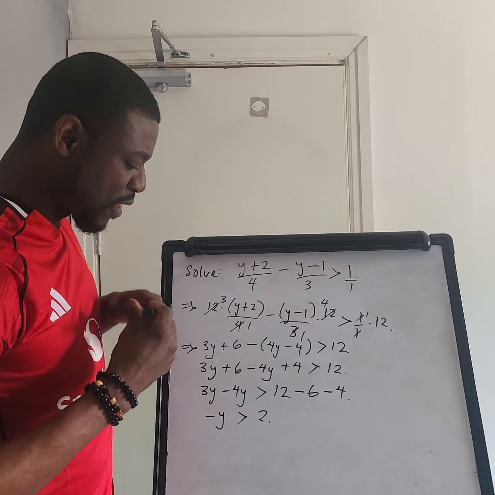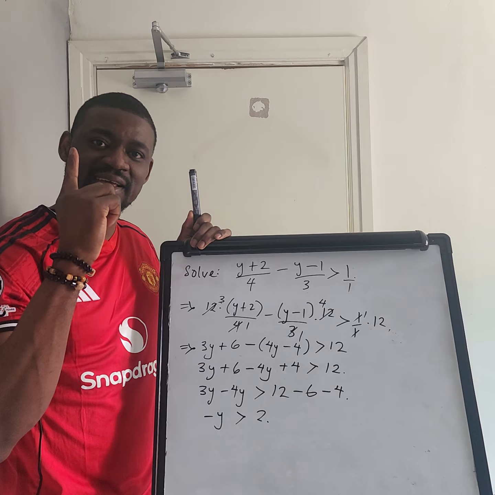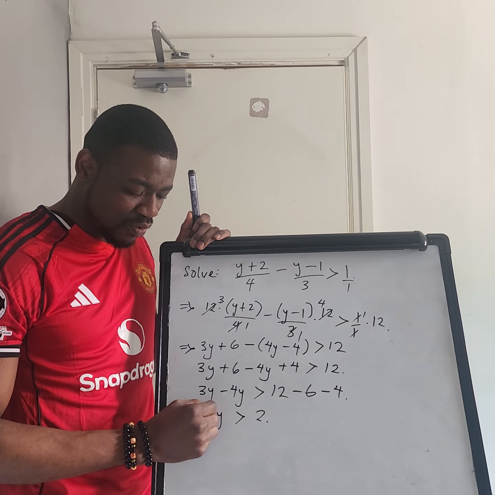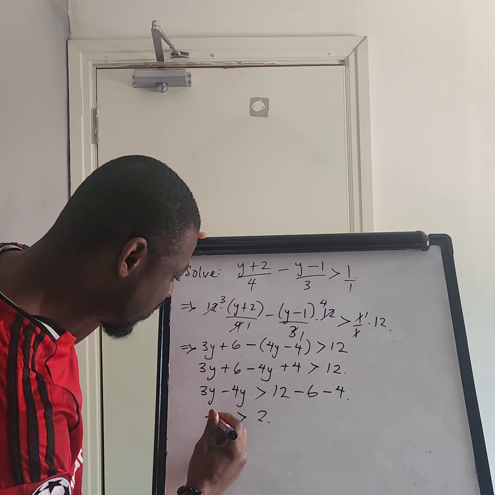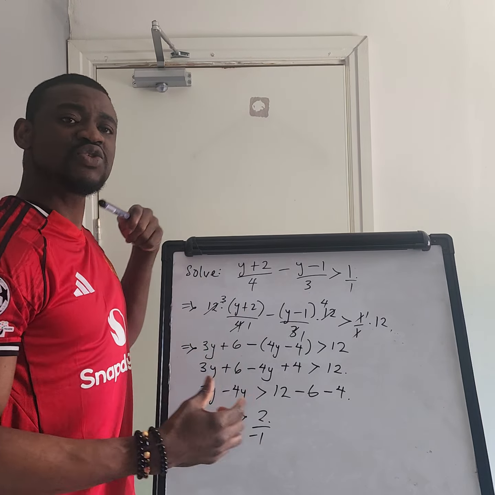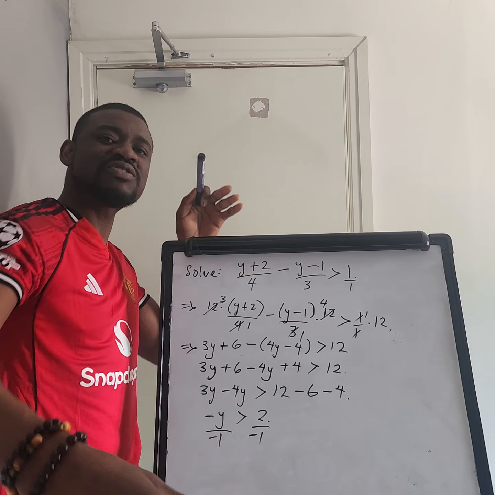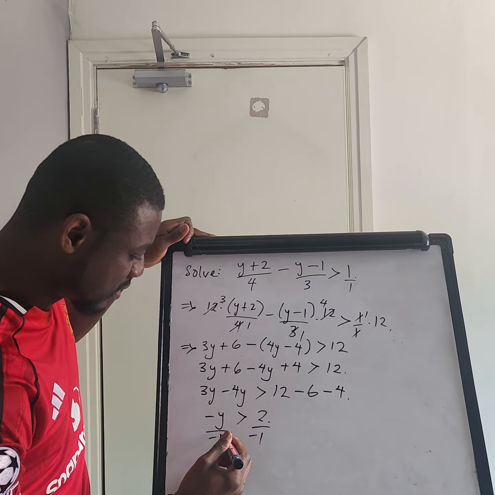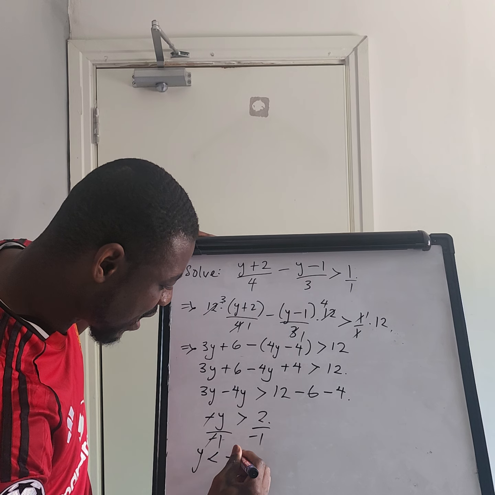But we are not done. We're not looking for minus y, we're looking for y. So we're going to divide both sides by minus 1. I told you that there is 1 here, but it's invisible. So divide both sides by minus 1. We're going to have minus 1 all over minus 1. Now, because you are dividing with a negative sign, you must reverse the inequality sign. So what does that mean? This we cancel. We have that y is now less than minus 2.